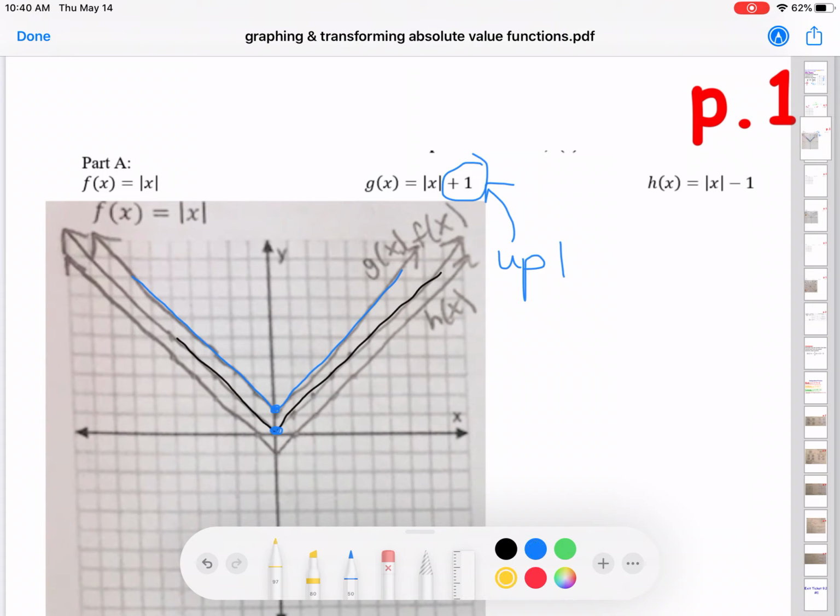If we look at our h of x down here, h of x is this graph on the bottom. Again, you'll notice that it still maintains that same V shape, except instead of our vertex being at 0, 0, it's now at 0, -1. So the effect that this -1 has is that it moves the entire graph down 1 unit. So what we see in this first part right here is that if I add a value of k to the end, it moves the whole graph up. If I subtract a value of k on the end, it moves the whole graph down.